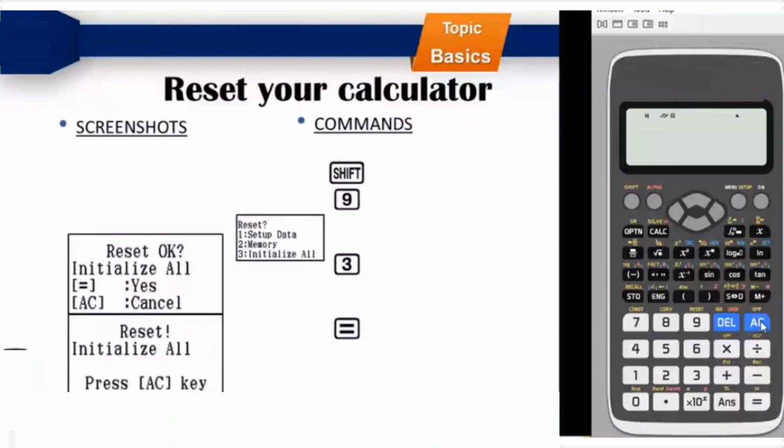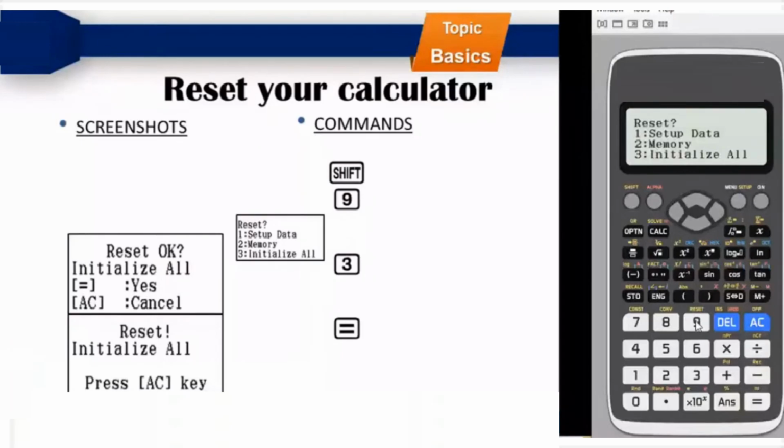To do that, you have to press shift and you have to press 9. When you press shift and 9, your calculator will ask you, do you want to reset the setup data, the memory, or you have to initialize all. If you only want to erase memory, you press 2. If you only want to reset the setup data, you do that.